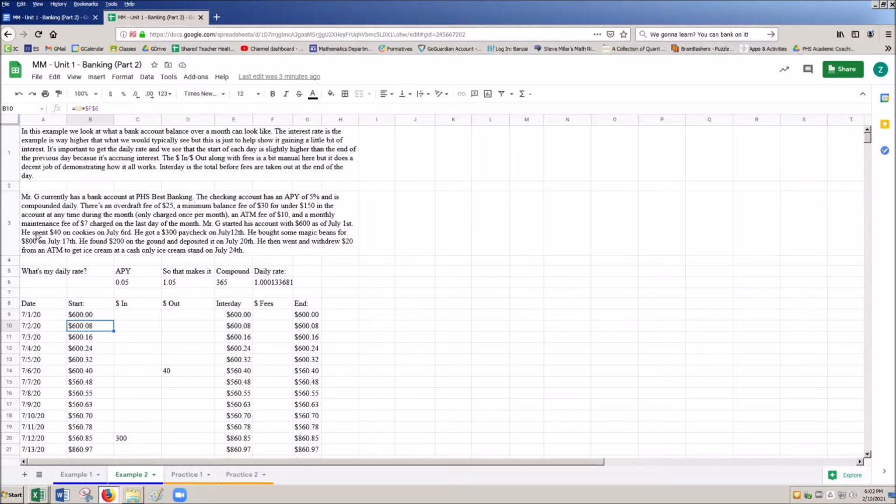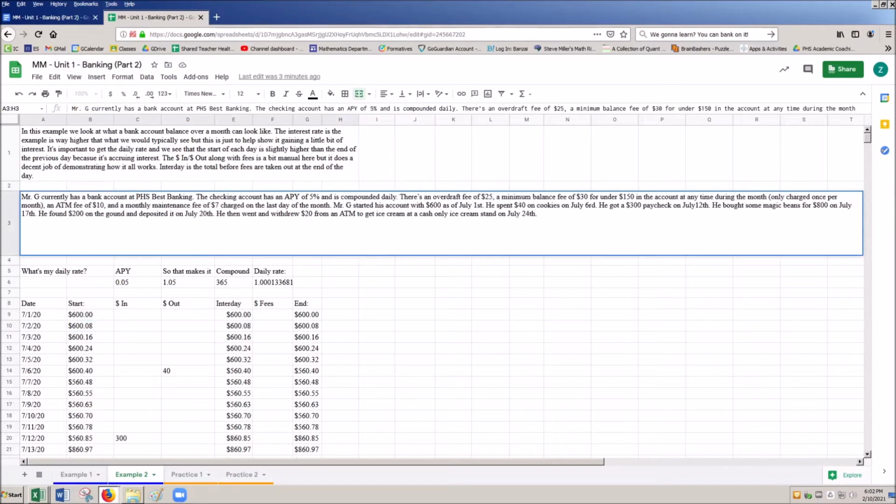I now have a number of different expenditures and money coming in. So I've got $40 for cookies on July 6th. I think this should maybe say July 6th instead. And so clearly we see here why I'm a math teacher and not an English teacher. He has a $300 paycheck coming in on the 12th. Bought some magic beans for $800 on the 17th, and I found $200 in a treasure chest or something, buried in the ground, and I deposited that on the 20th.